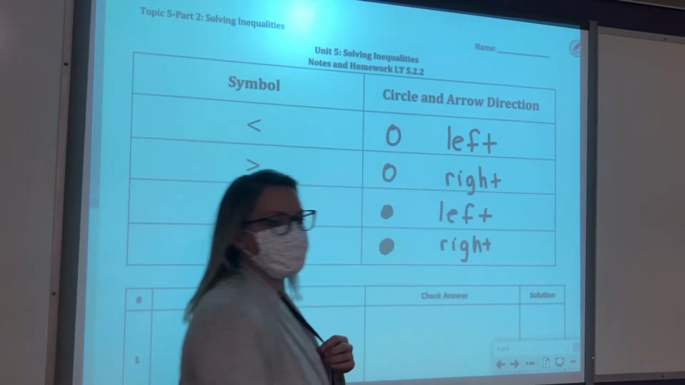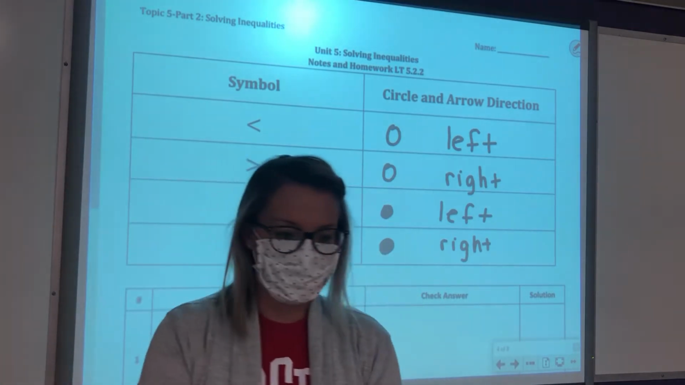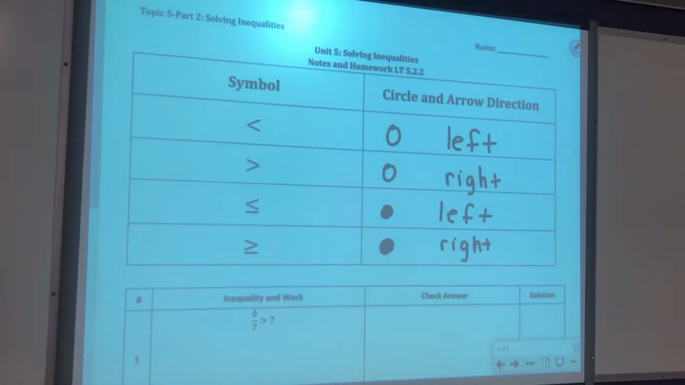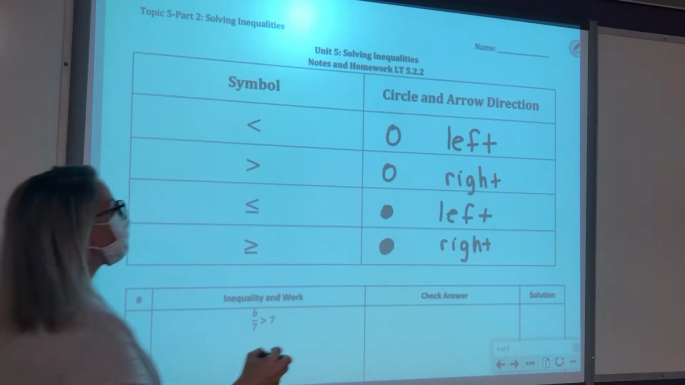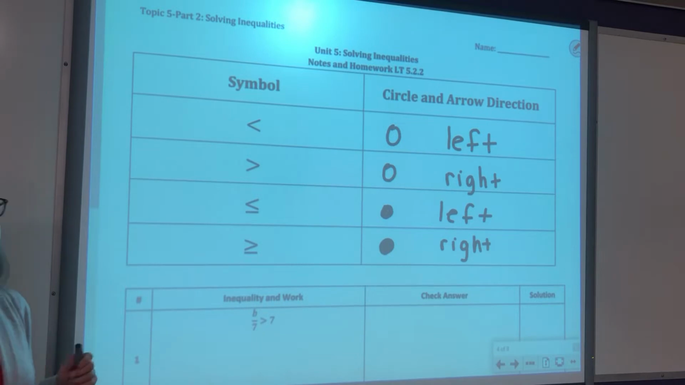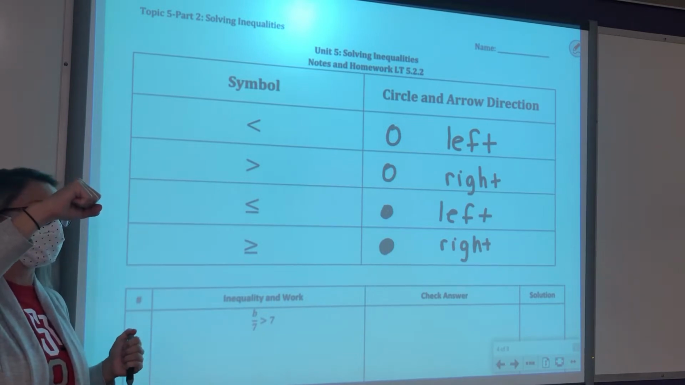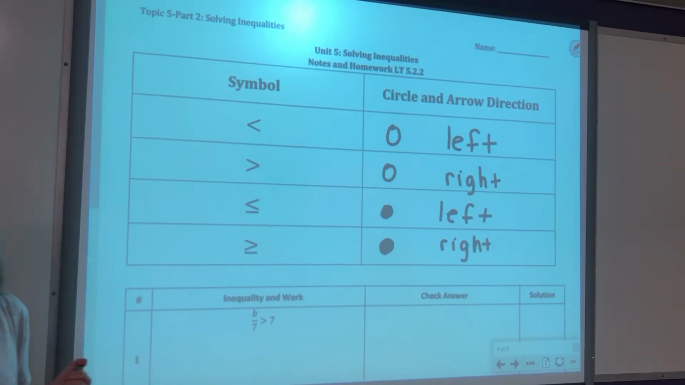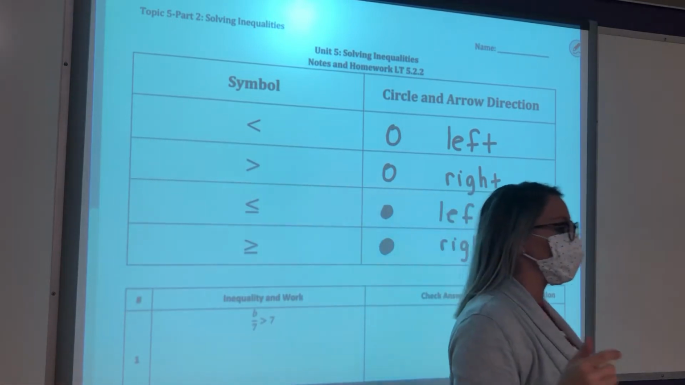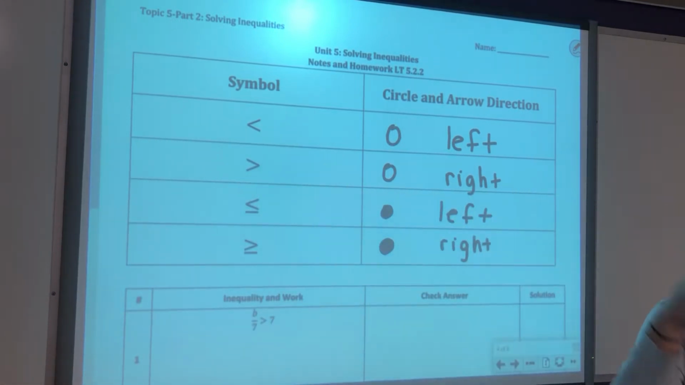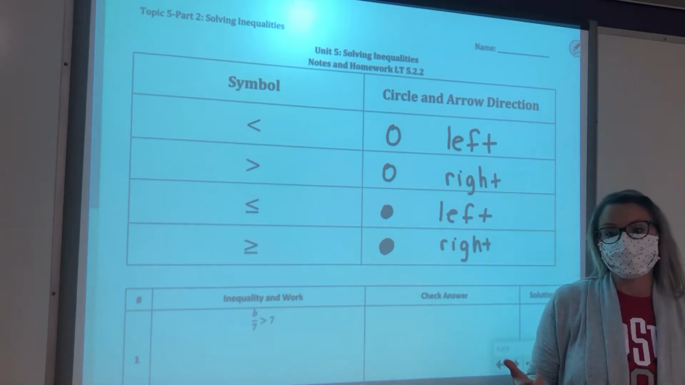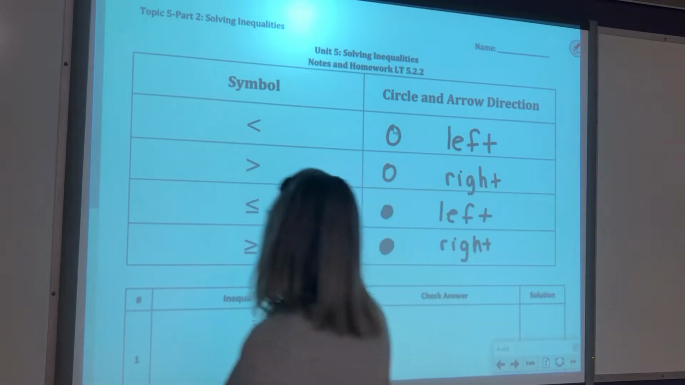Okay, what's the difference between an open circle and a closed circle? Danica. Closed circle includes the number it's on, and open circle doesn't. Very good. A closed circle includes the number. We can use that number in our solution set. Open circle, we cannot use that number in our solution set. Now, when we're talking about our solution set, we're talking about numbers that produce a true inequality statement when we use it to check. So that is what we're looking for.